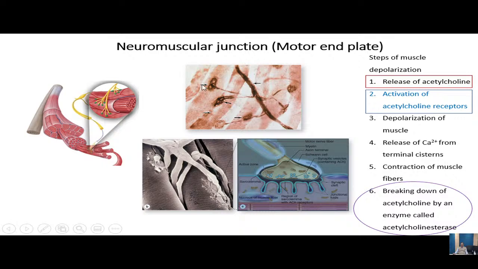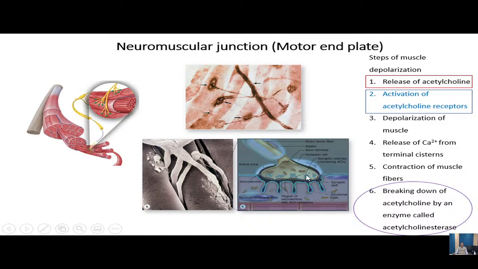And now if you take a section of this motor end plate, then what do you see? You see that this is a myelinated nerve fiber, and towards the end the myelin stops. Instead, it is just covered by the Schwann cell cytoplasm. This is the expanded part. This is known as the presynaptic terminal.